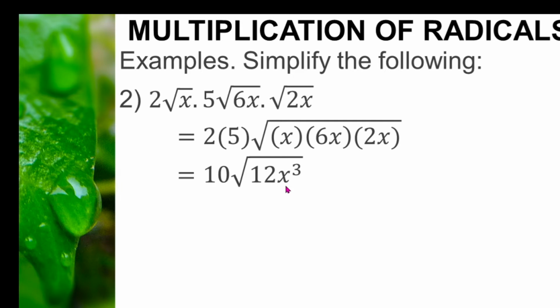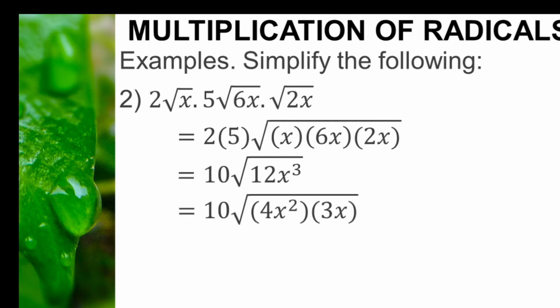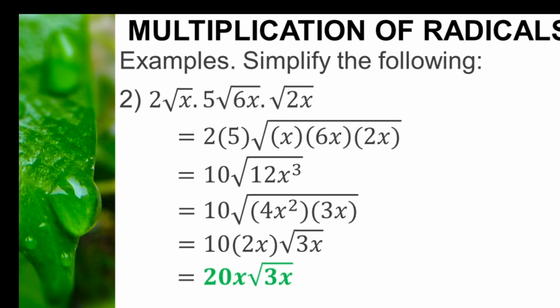Since the square root of 12x cubed is not in its simplified form, there is a need for us to simplify our radical. So, we are going to factor 12x cubed into perfect and non-perfect nth powers. Therefore, we have 10 times the square root of 4x squared times 3x. So, we have 10 times quantity 2x times the square root of 3x, giving us 20x square root of 3x.